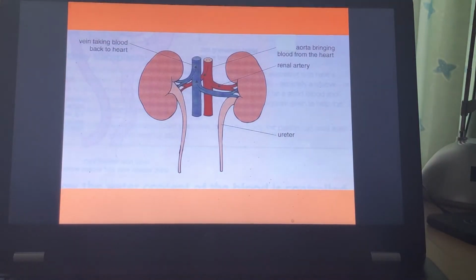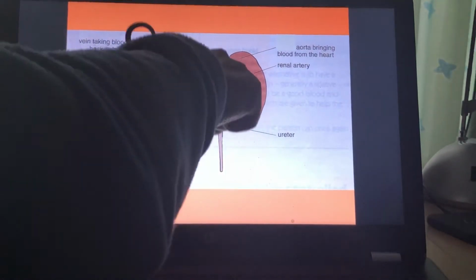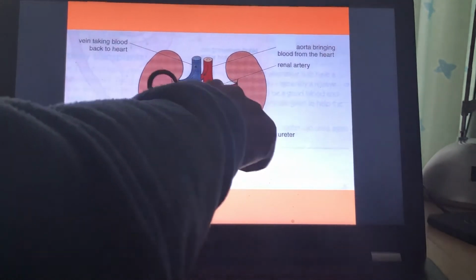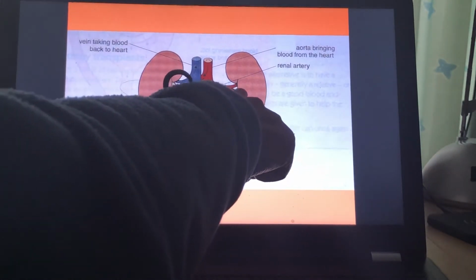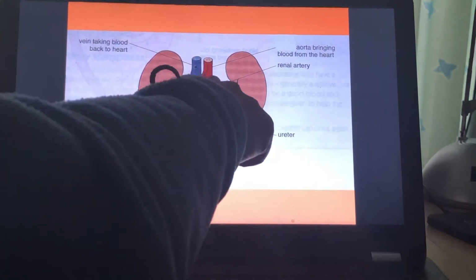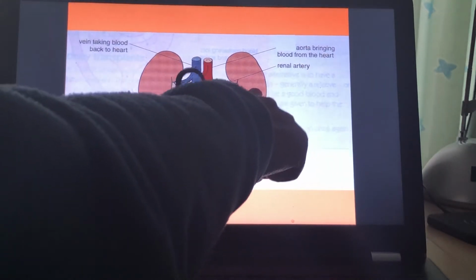We're going to move on and look at the urinary system. In this diagram, we can see the 2 kidneys, and each kidney has got blood vessels taking blood to it and taking blood away from it. So this is the aorta, the main artery in your body that comes from the heart, and branching off that we've got the renal artery. The word renal, if you come across that, it means it's connected with the kidney. So the renal artery is taking blood to the kidney.